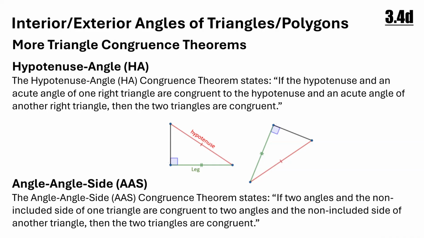The hypotenuse angle, HA, congruence theorem states, if a hypotenuse and an acute angle of one right triangle are congruent to the hypotenuse and an acute angle of another right triangle, then the two triangles are congruent. The angle side, AS, congruence theorem states, if two angles and the non-included side of one triangle are congruent to two angles and the non-included side of another triangle, then the two triangles are congruent.